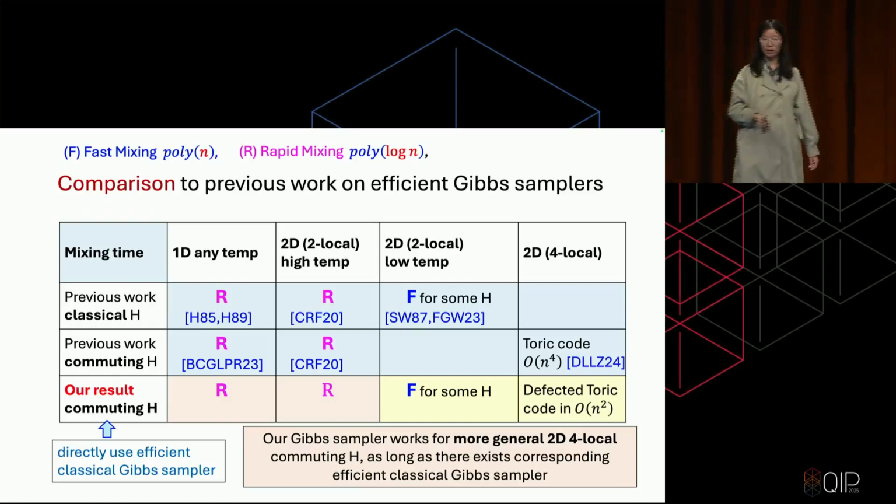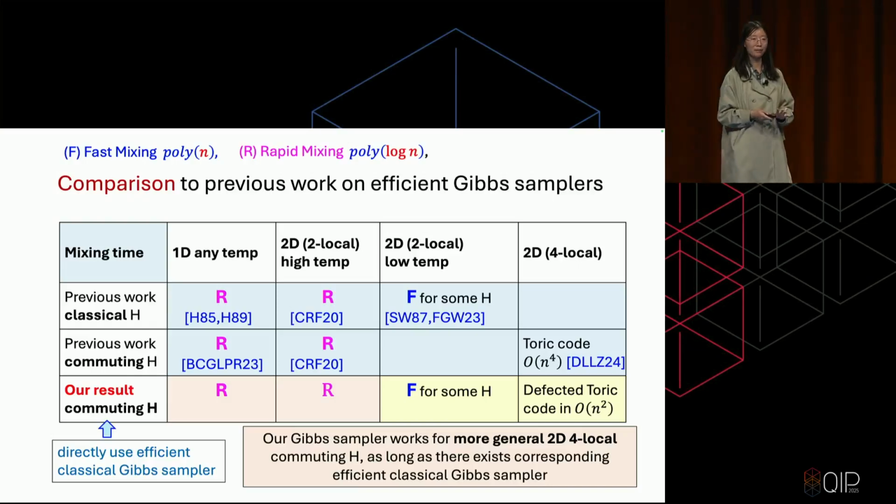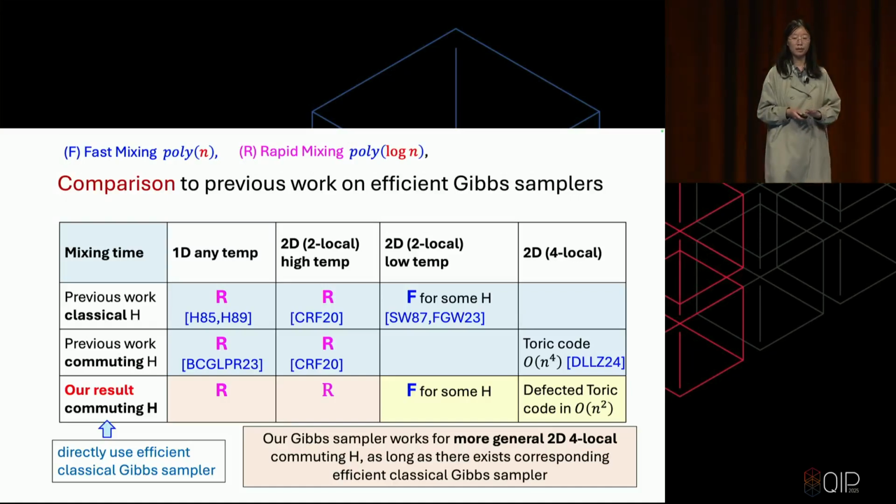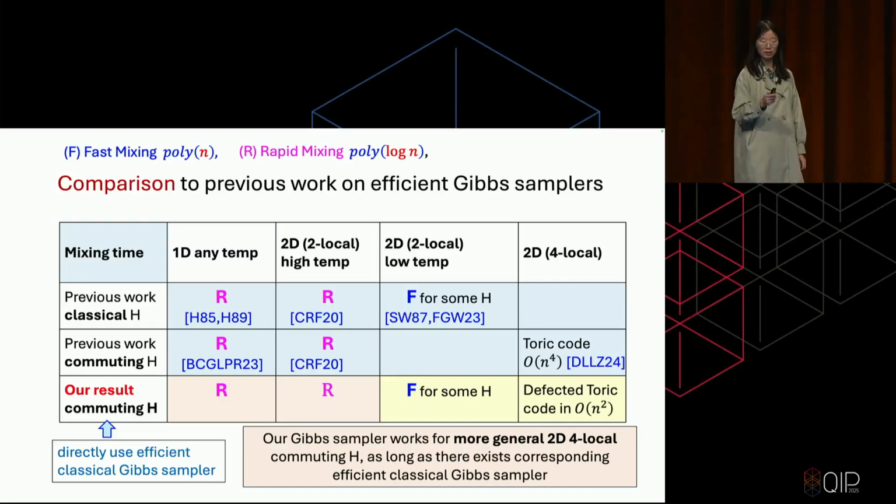Okay, so we're given a general reduction. As long as the corresponding classical Hamiltonian has an efficient Gibbs sampler, we will be able to design an efficient Gibbs sampler for the commuting Hamiltonian. So that's what I want to mention.